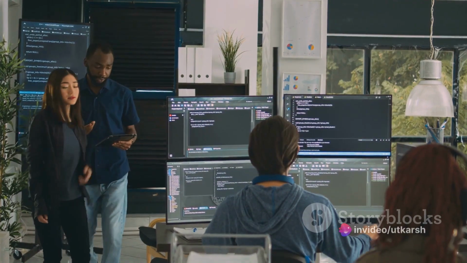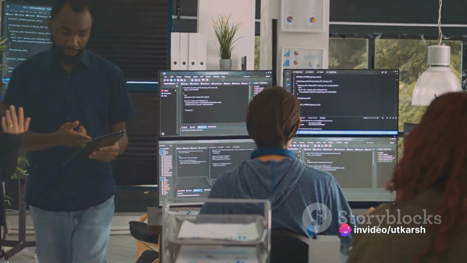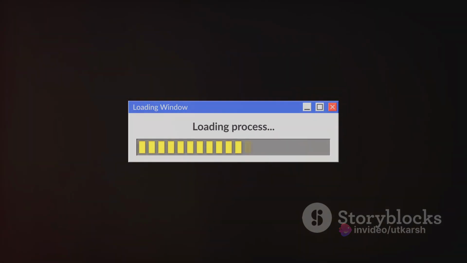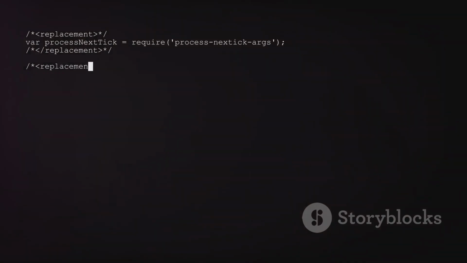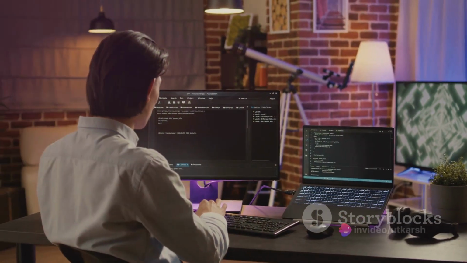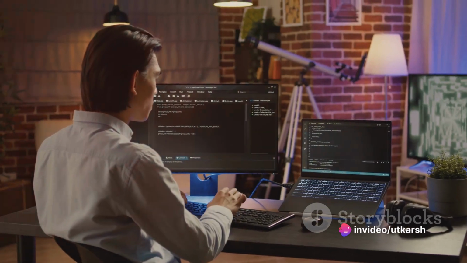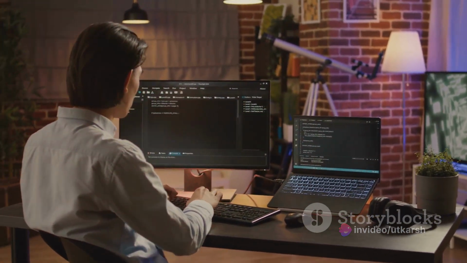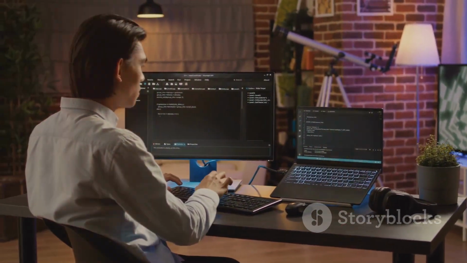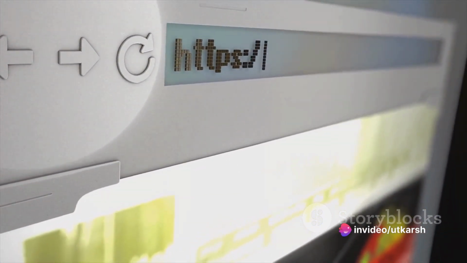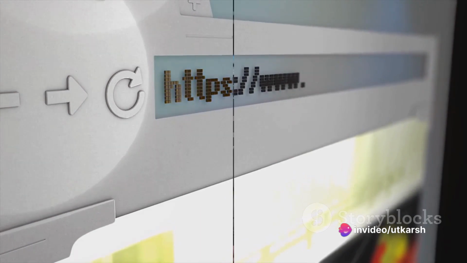take time to process. For example, let's look at code 100, which is continue. This tells the client that the initial part of the request has been received and it should continue to send the rest. Or code 101, switching protocols, which the server sends when it's changing the protocol as per the client's request. And here's a fun fact. 1XX codes are the only class of HTTP status codes that are not cacheable. These codes are all about providing information, not about the success or failure of a request.